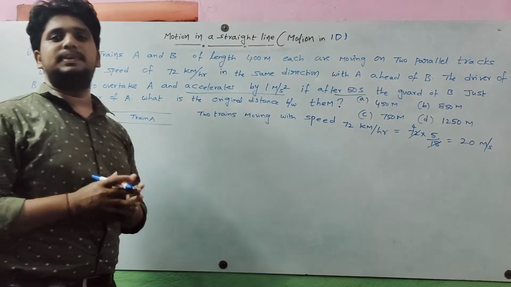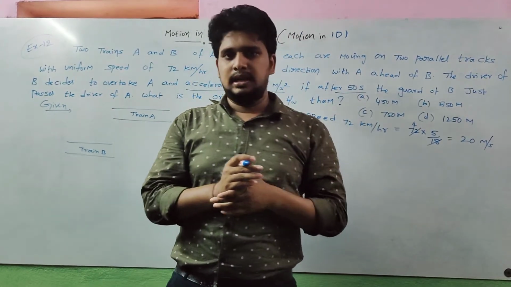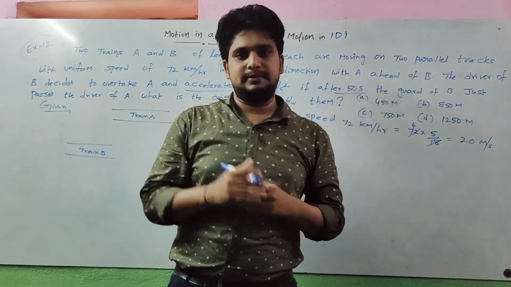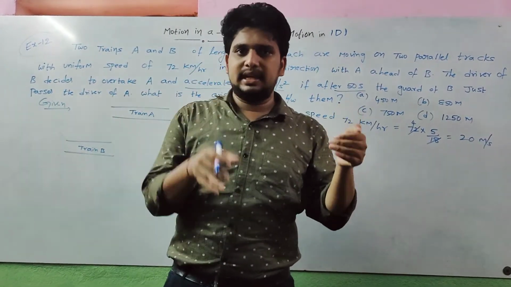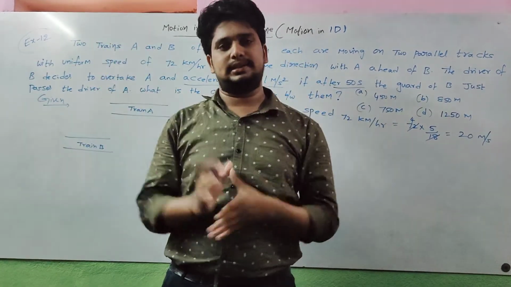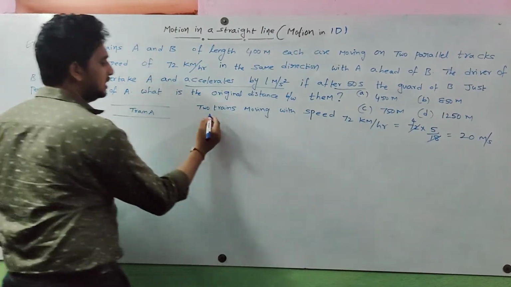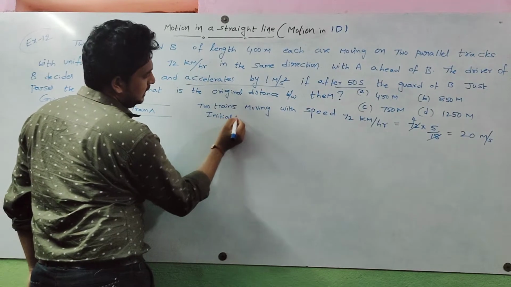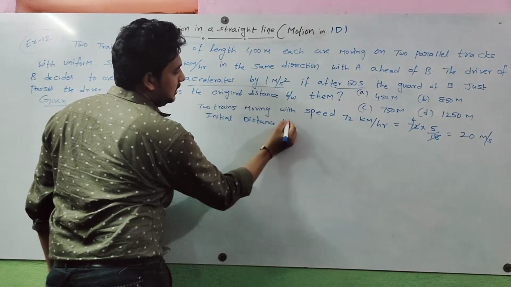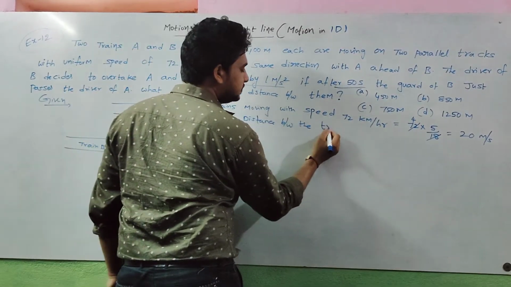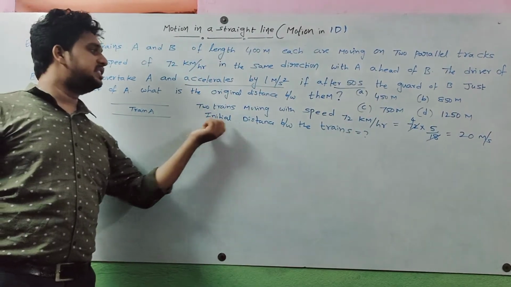What is the original distance between them? What do we need to find here? Before overtaking by B, when the driver of B overtakes A, what is the original distance between these two trains? That we need to find. That means the initial distance between the trains. So from this question we need to find the initial distance between the trains.